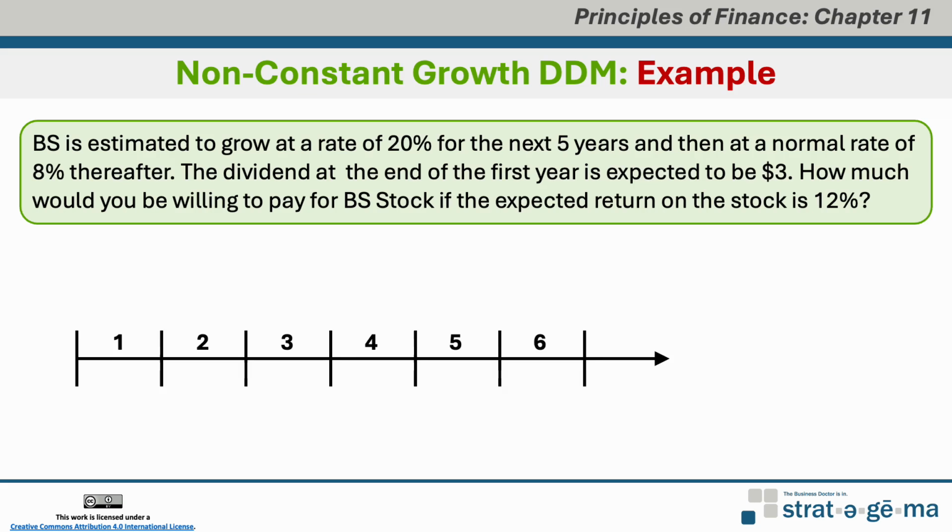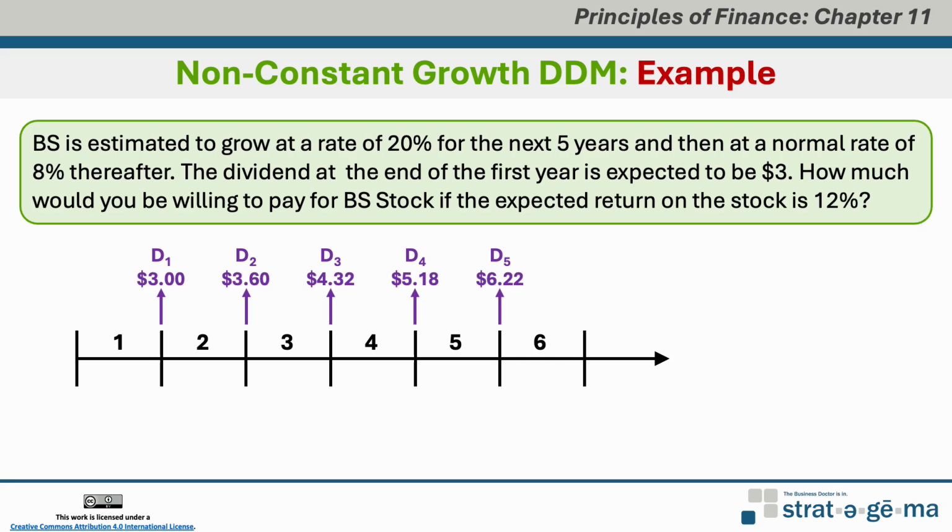So let's draw our timeline and put in our dividends. So D1 is 3, D2 is 3.60, D3 is 4.32, D4 is 5.18, and D5 is 6.22. So that's 20% growth. 3 times 1.2 is 3.6, times 1.2 is 4.32, etc. After that, the growth rate stabilizes. So that means D5 is actually the horizon period.